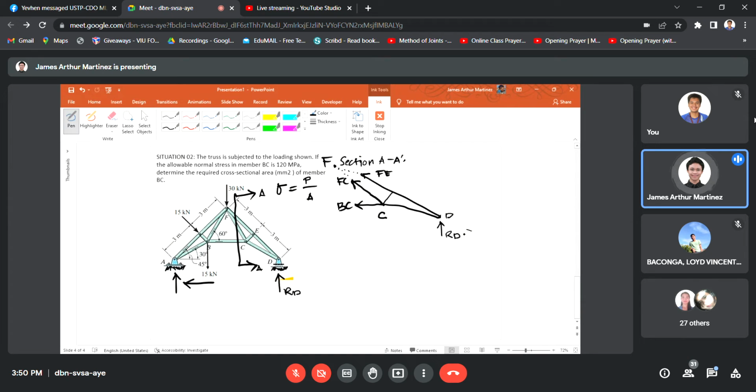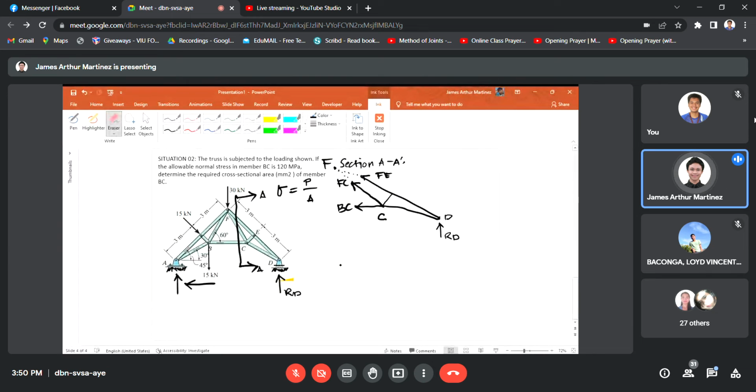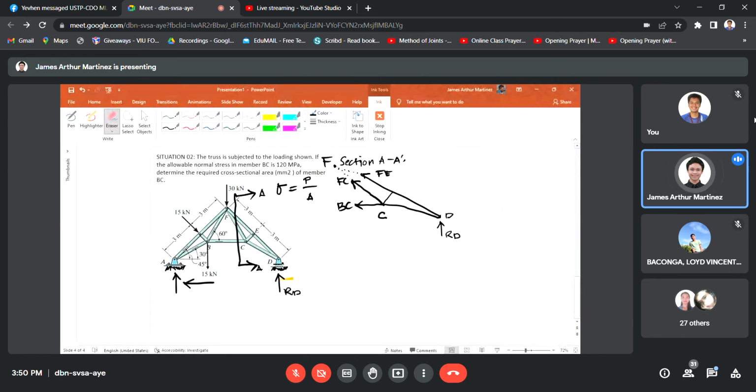And then RD. But we don't need the reaction at point B since we can obtain it already, no? So I will no longer obtain AY and AX, since in my approach, the solution does not need that data. So it is not necessary to solve the reaction at point A. Anyway, let us solve for the reaction at point B.